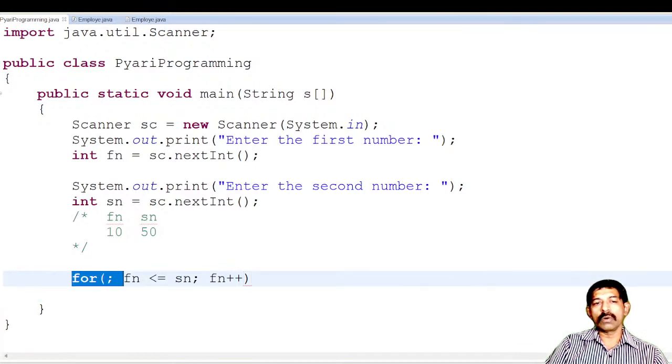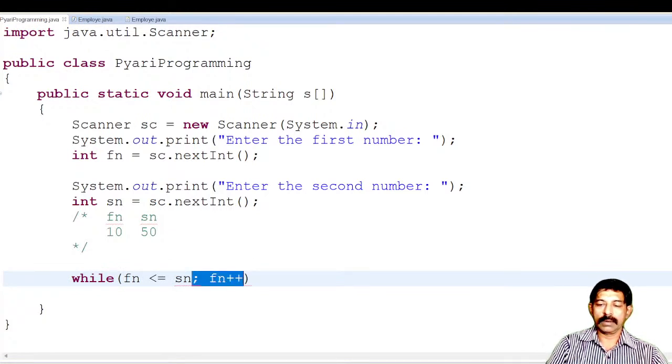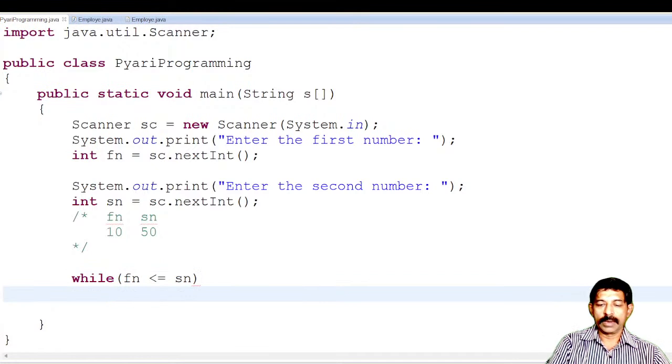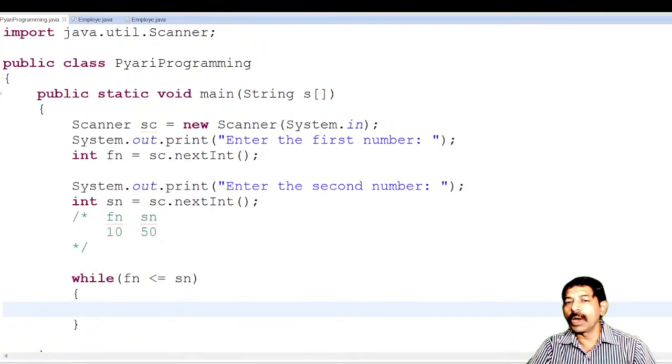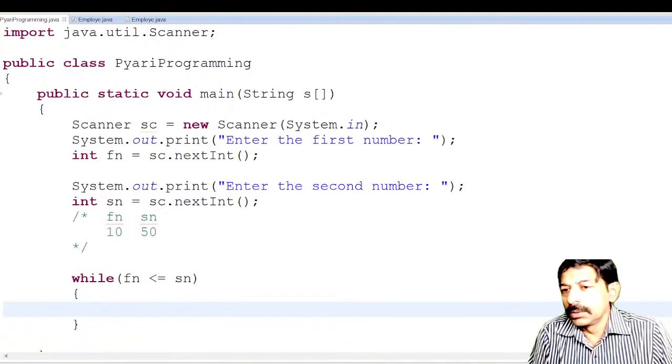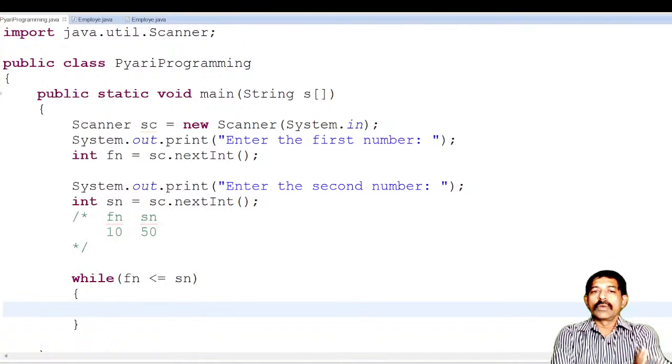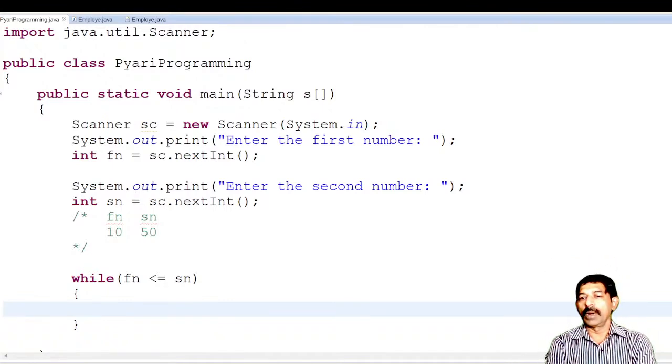A better option is your while: while first is less than or equal to second. That's all. Inside this, the if condition needs to be applied, as given by Gitanjali. Now can any one of you give the if condition? If the condition is going to be applied, on which variable will I apply the if condition?